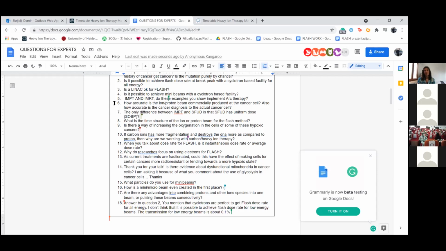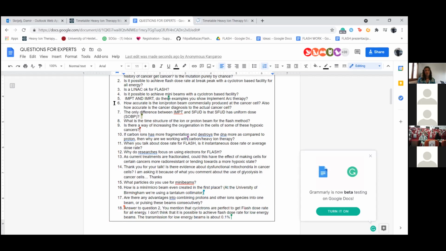When I talked about dose rate for flash, I was talking about average dose rate, not instantaneous dose rate. Yes, the instantaneous dose rate is the dose given in a single pulse. I was not talking about that. I was talking about average dose rate.